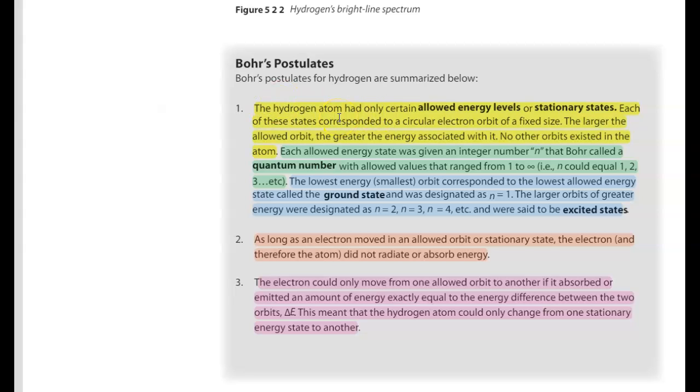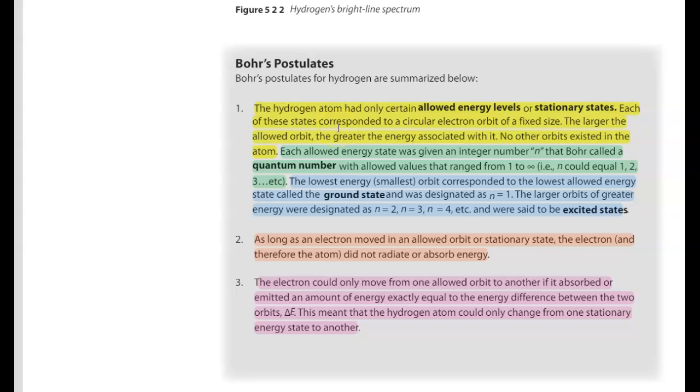Each of these states corresponds to a circular electron orbit of a fixed size. For now, it's okay to think that these electrons are moving in a circular orbital pattern, and the further away from the nucleus the electron is, the more energy it has. When we get to the quantum model, we'll realize that the electrons do not move in a fixed circular orbit. For now, it's okay to think that. The larger the orbit, which I just mentioned, the greater the energy associated with it.